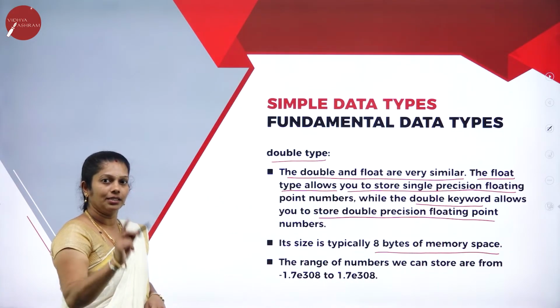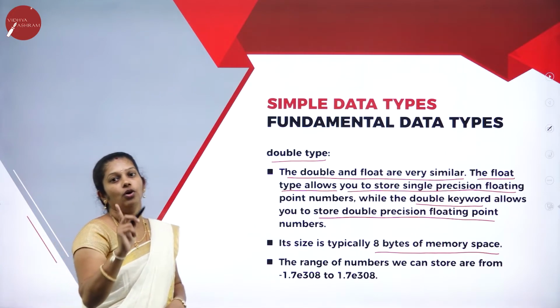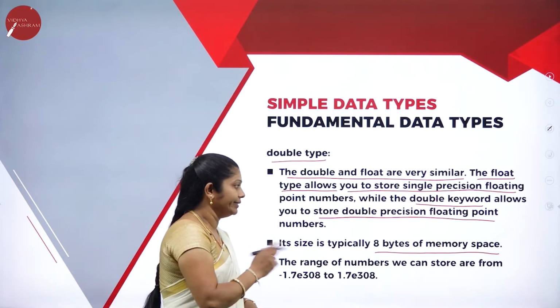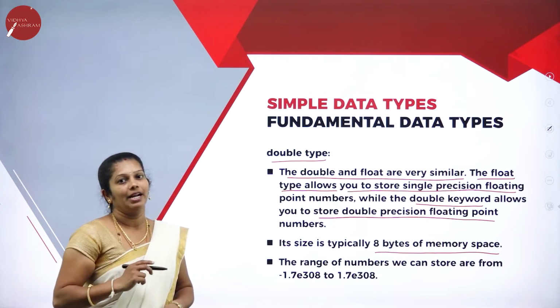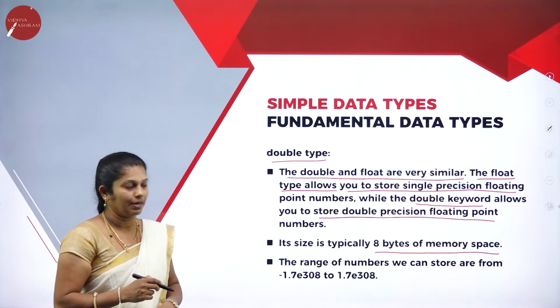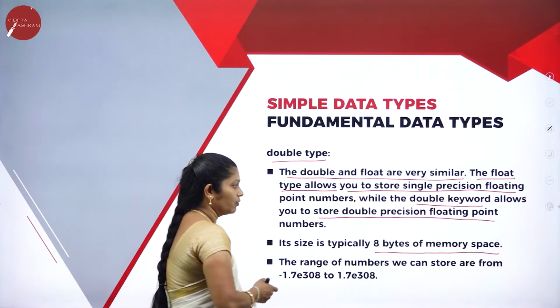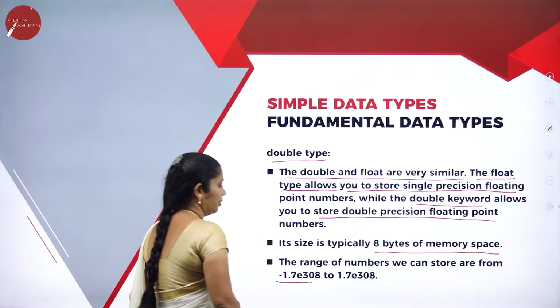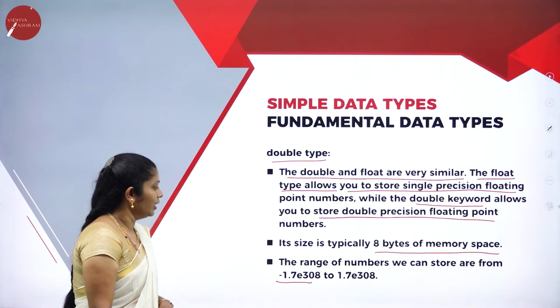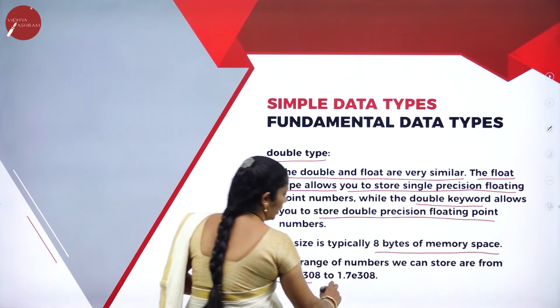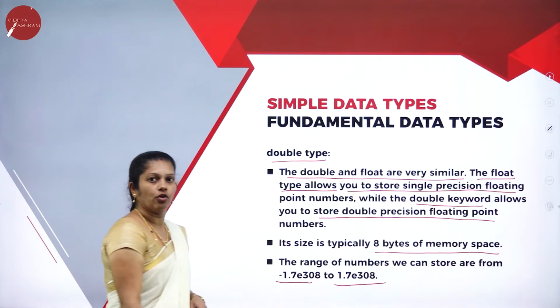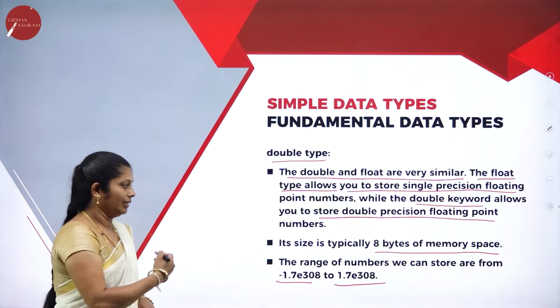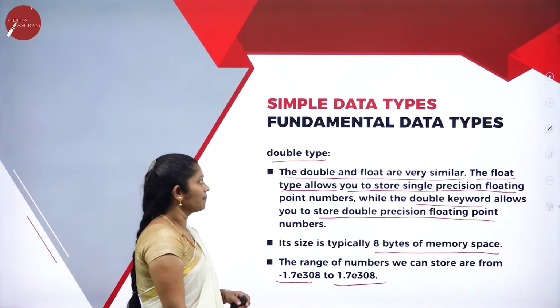If it is integer, 2 bytes. If it is float, 4 bytes. If it is double, then 8 bytes of memory space are required to represent it. The range of numbers we can store for this one is minus 1.7 into e to the power of 308 to 1.7 into e to the power of 308. Till that, the range comes.